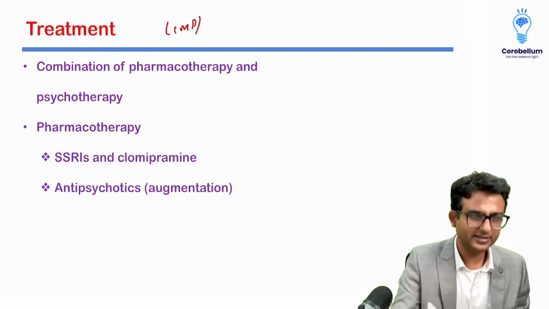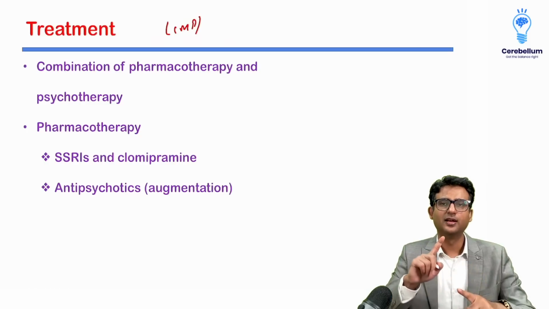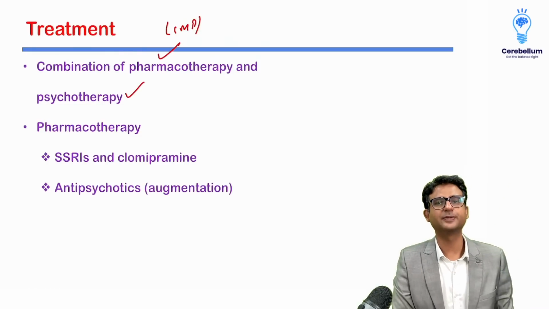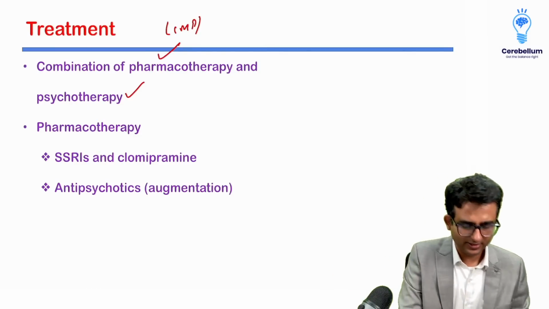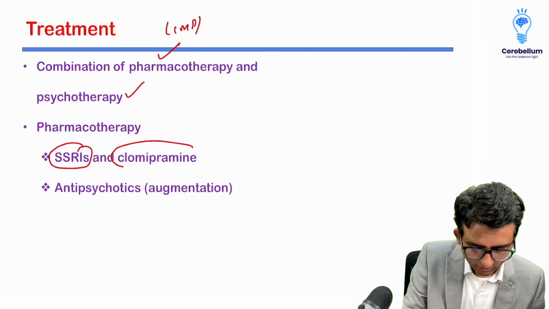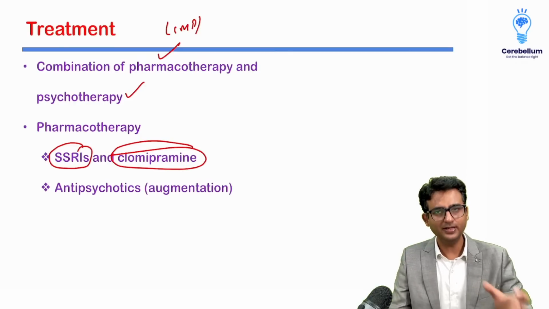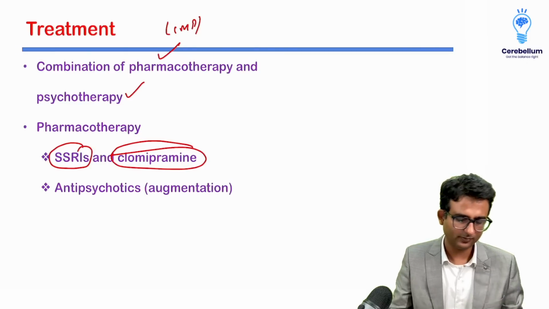Importantly, what is asked in the exams? What is the treatment of OCD? First question. For the management of OCD, you should give both pharmacotherapy and psychotherapy. Second question. What is the preferred pharmacotherapy in OCD? SSRIs and clomipramine. What is clomipramine? It's a type of TCA.